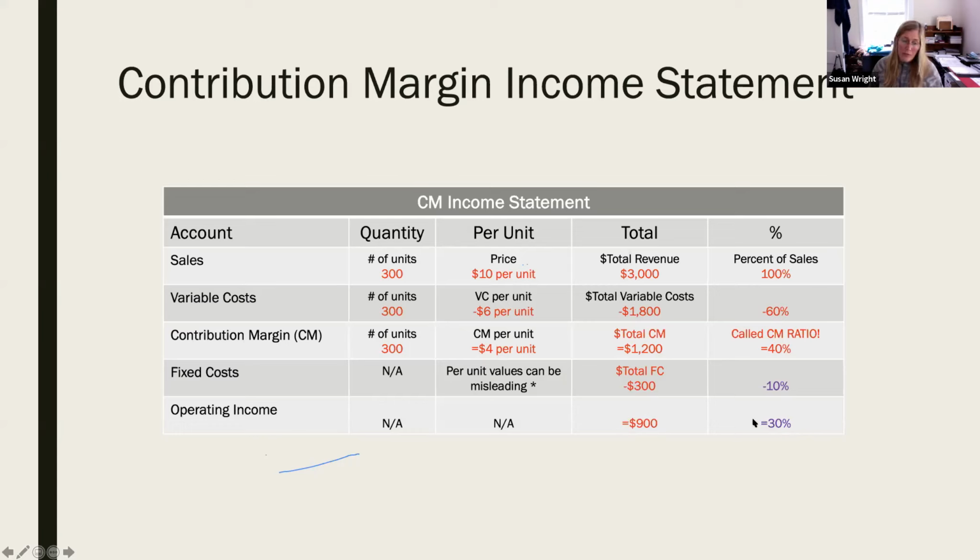So it's just a really great tool. These are awesome little shortcuts for helping you make decisions about volume, break-even point, profit margins, all things you want to tinker with as a manager.